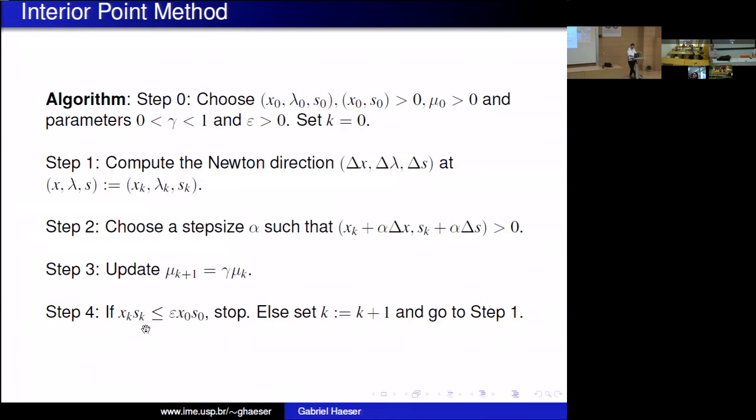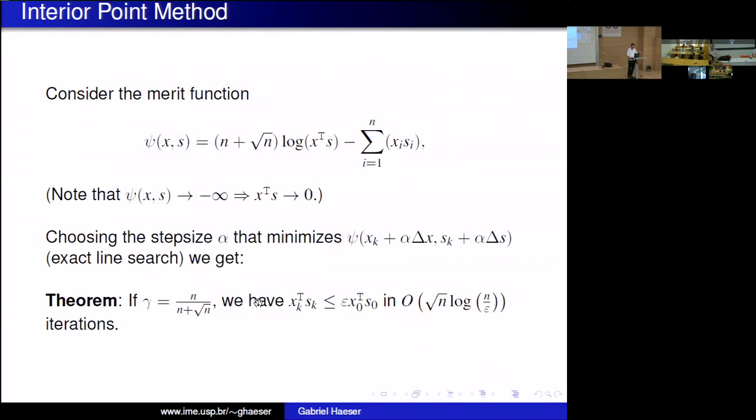If your stopping criteria is not satisfied, so here your stopping criteria may be only the complementarity. So complementarity here should be xk transposed sk. If this is a fraction of the initial complementarity measure, and this is very close to 0, you should stop. Otherwise, you increase k and repeat. This is the interior point method.